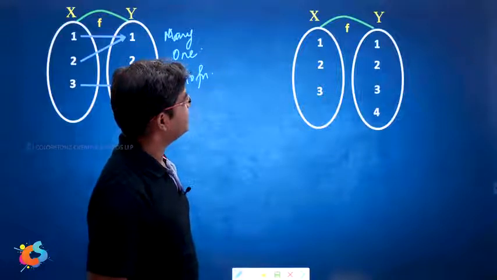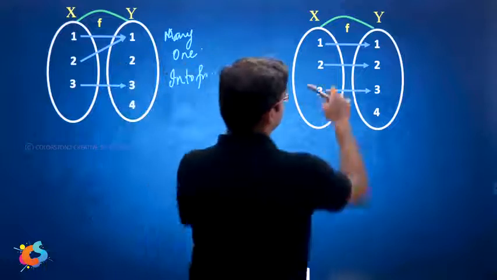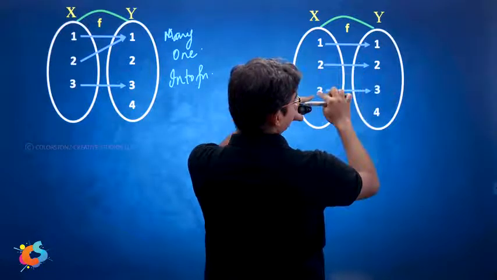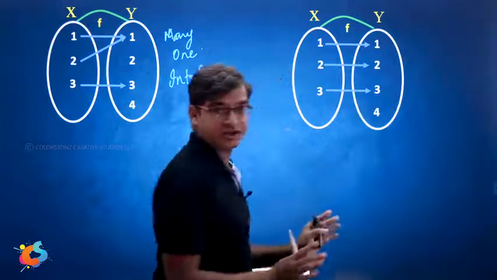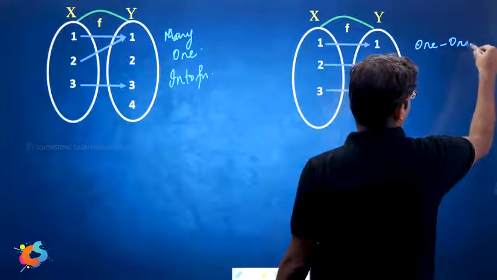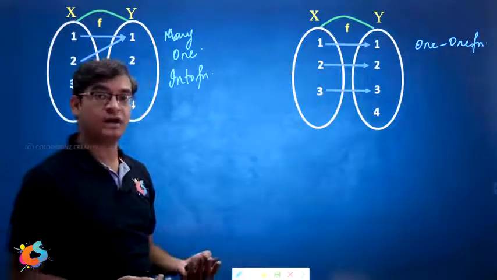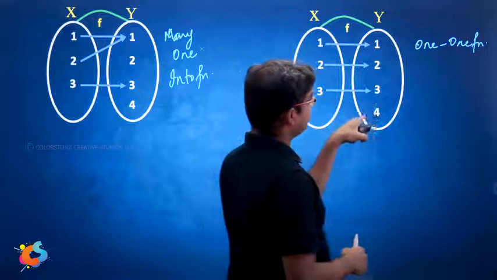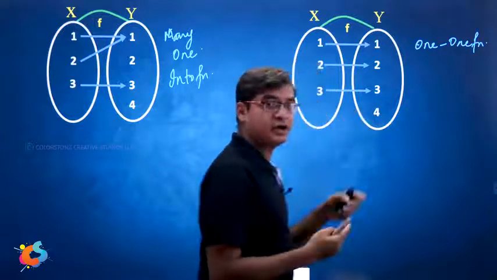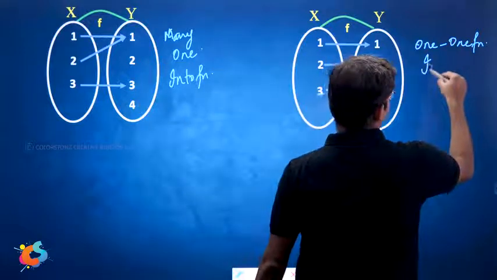Under the function f, the mapping is like this. 1's image is 1, 2's image is 2, 3's image is 3. There is no sharing here. So therefore this is a one-one function. Is it an onto function? No. Why? Because there are some elements left over in the codomain. They do not have any mapping. So therefore this will be an into function.